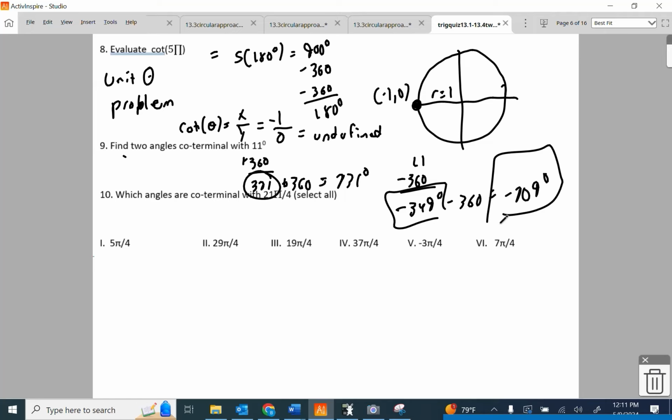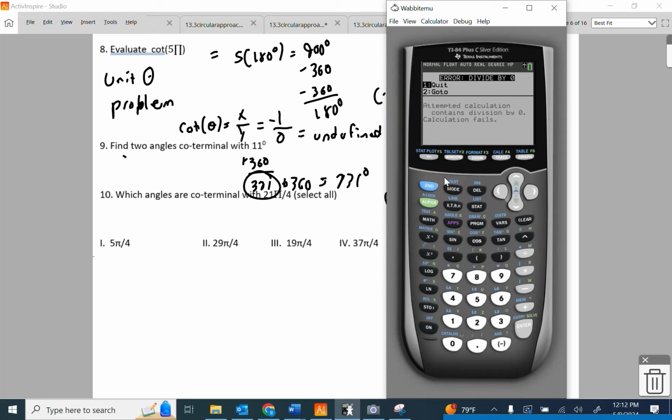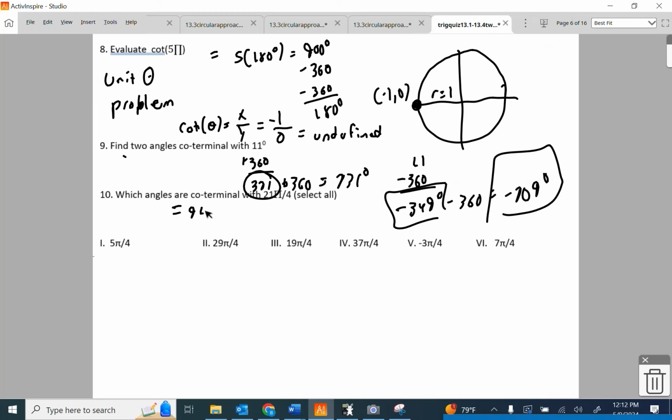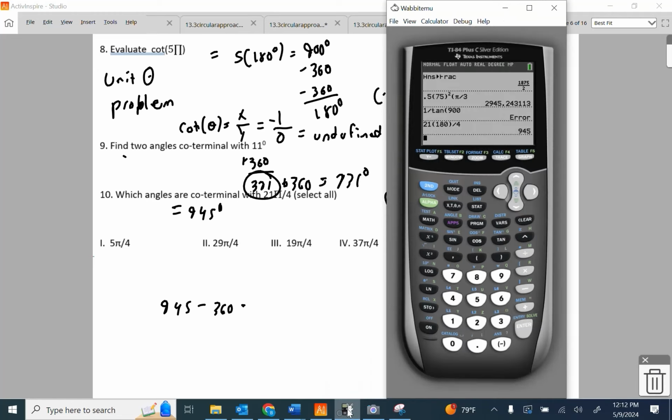Which angles are coterminal with 21 pi over 4? Select all. So let's take 21 pi over 4 and let's replace that pi symbol with what she's worth, and she's worth 180 degrees. And that'll give me 945 degrees. So this will be a little tricky for some of y'all, but if we take away 360, what are we going to have? 585.